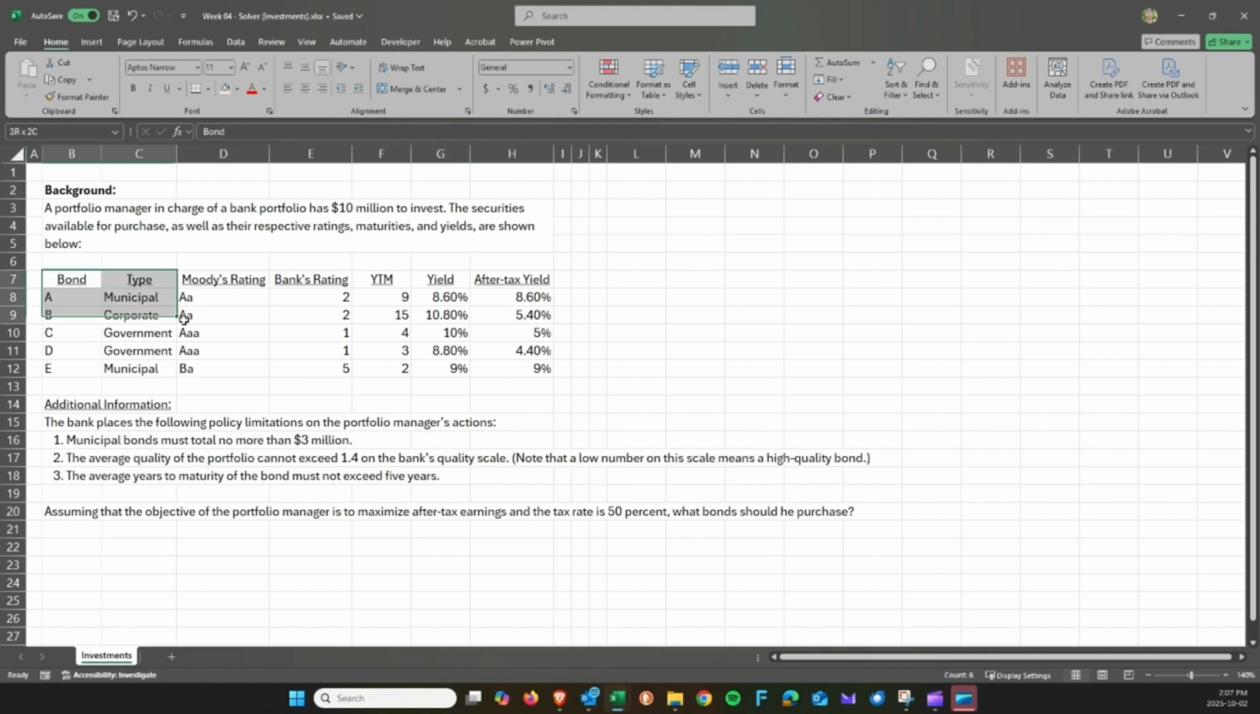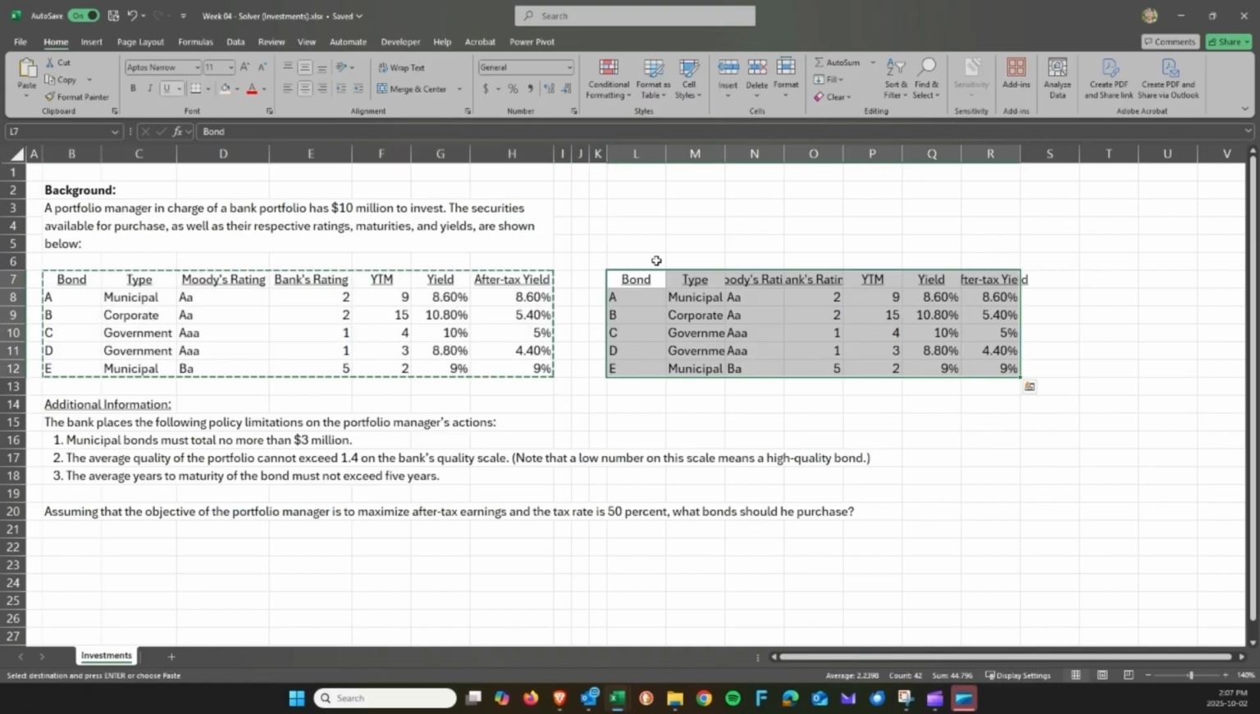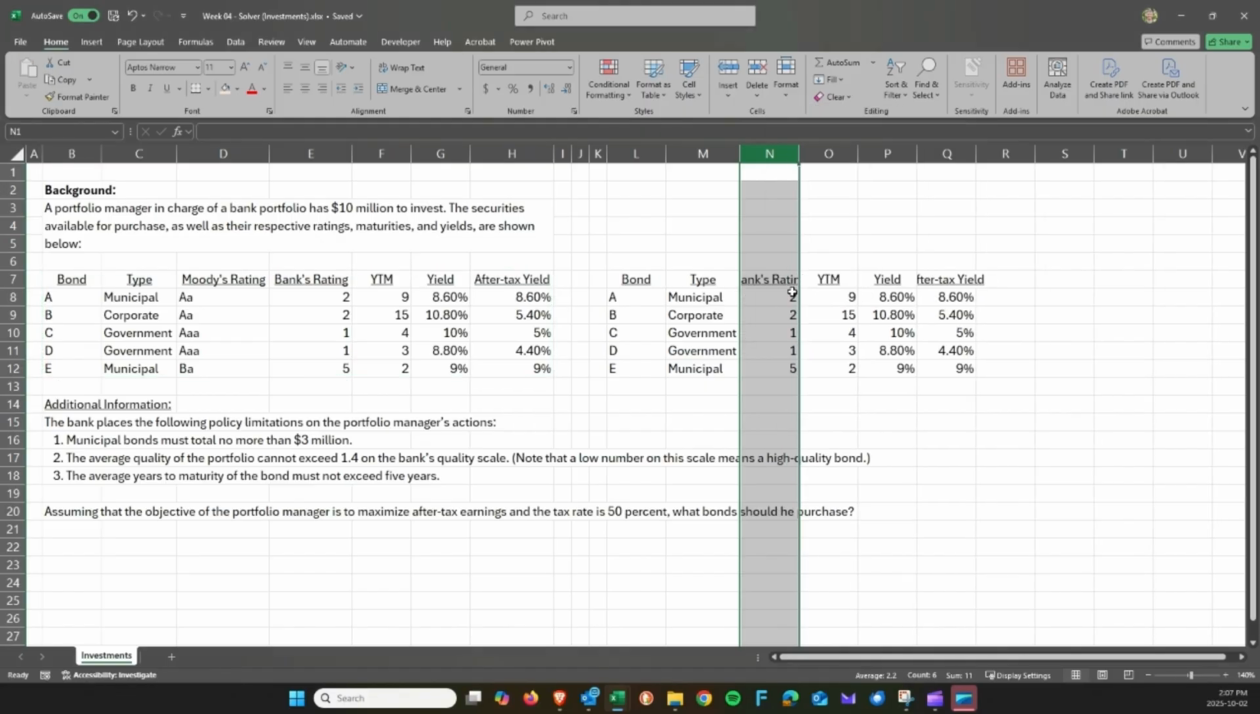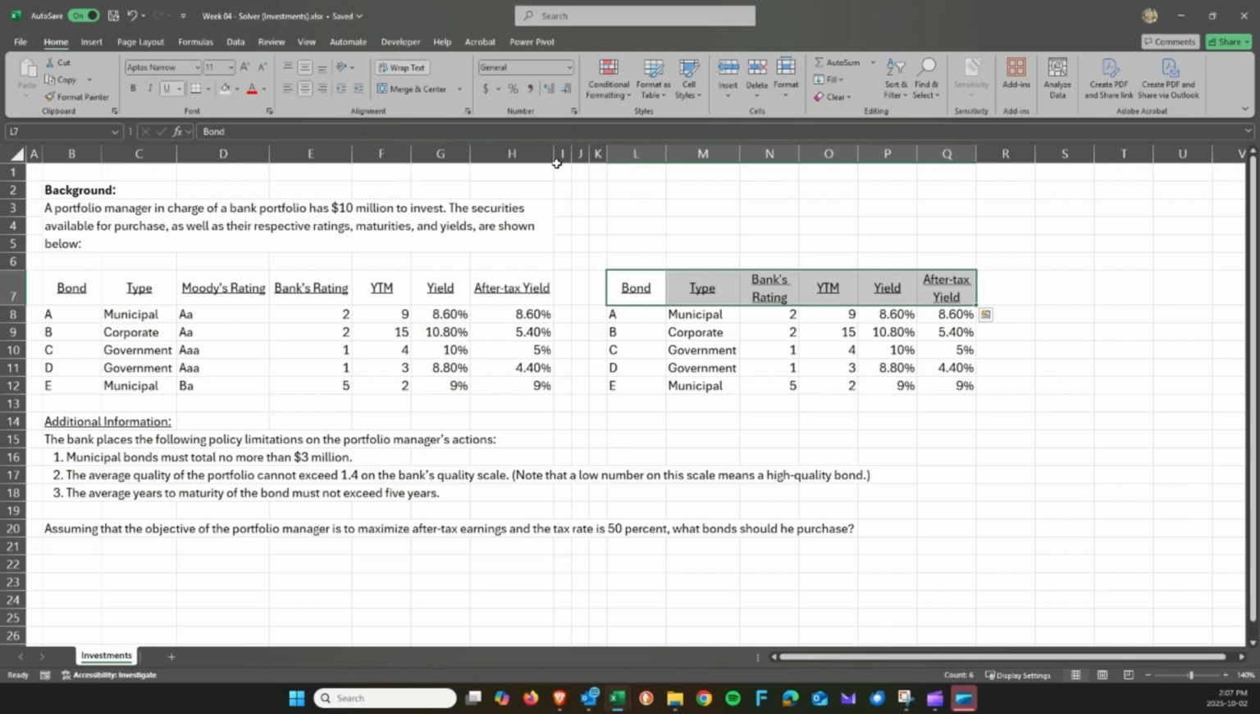To solve this, I'm going to start by copying and pasting this data. I actually don't need this Moody's rating here, so I'll delete it, but I do need these other ones. Okay. To start off the setup, I'm going to create a column called amount to invest right here. This is the dollar amount we're going to allocate to each bond. And this is what I want Excel to calculate for me. So I'm going to leave this blank for right now.